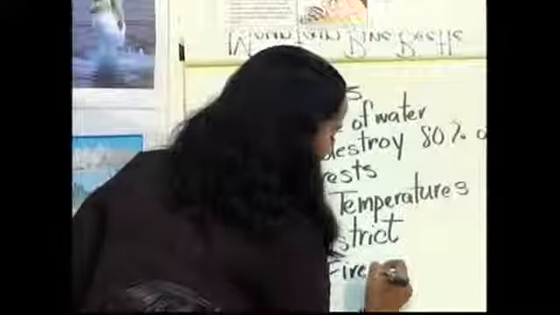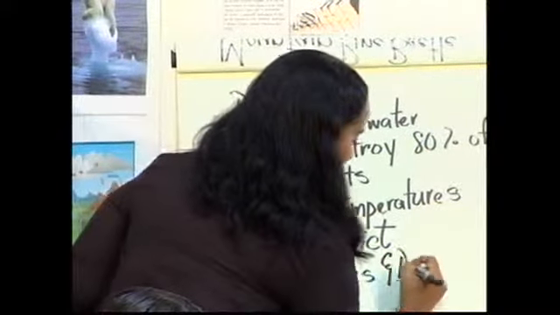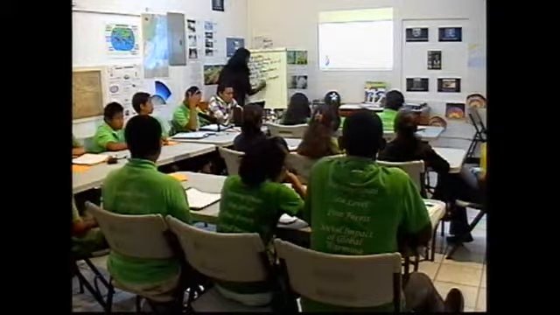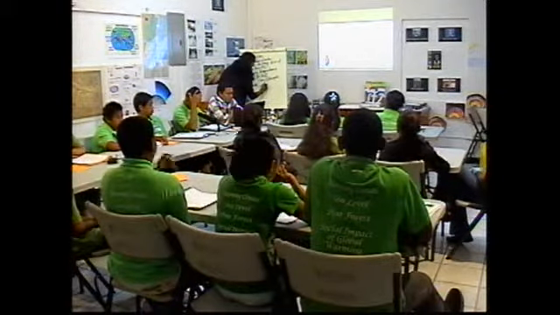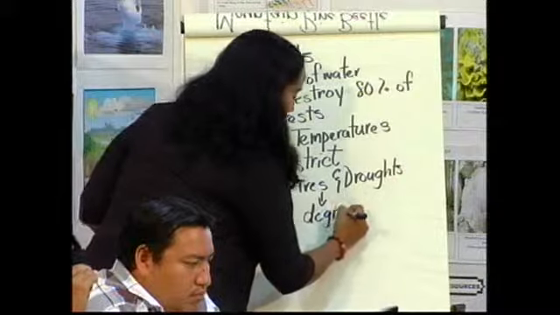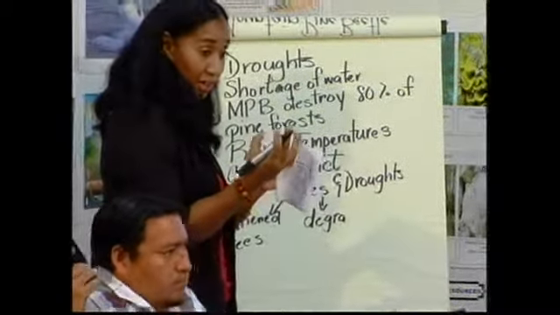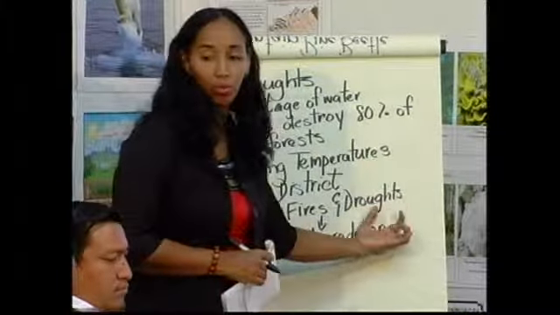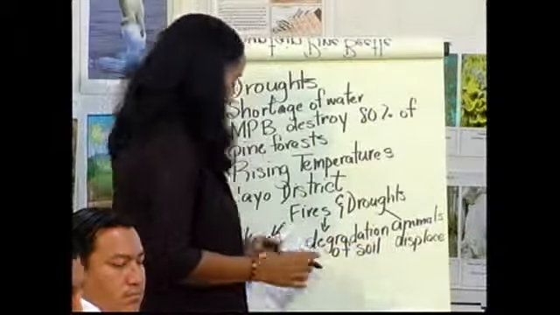Kyle, you're saying something there? It weakens the trees. I'll put fires and droughts. So it leads to weakened trees. I'll put here degradation of the soil, meaning that the soil has lost its rich fertility and content. What happens to flora and fauna in the event of a fire or a drought? Yes, Edwin? Animals lose their habitats. Very good. Animals become displaced.